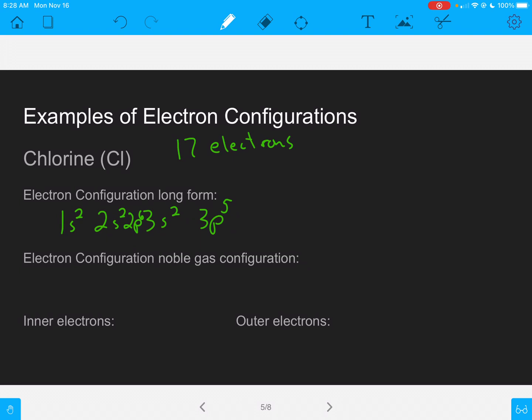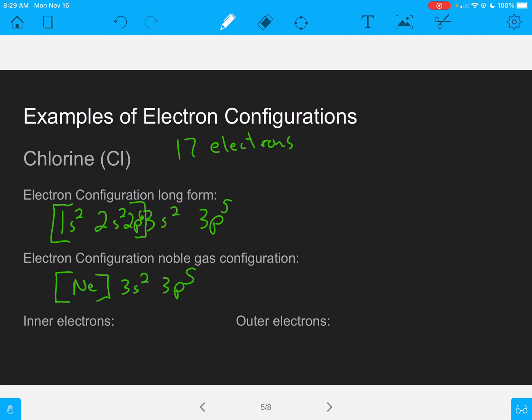So, with that said, let's do the electron configuration in noble gas. So, we know that this is neon. Maybe. I'm doing it without a periodic chart. So I'm going to put brackets neon right here. There we go. And then we're going to end up with 3s2, 3p5.